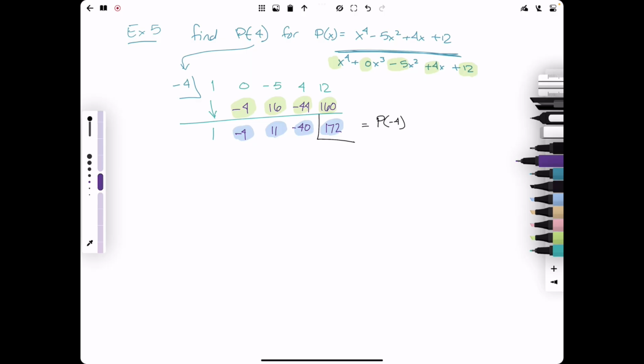You can try it if you want and plug it into the calculator. Do you need to try another one like this just to see how it works? These are kind of fun. They are kind of fun. I like synthetic division, actually.